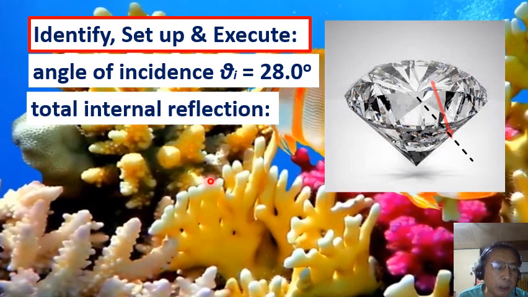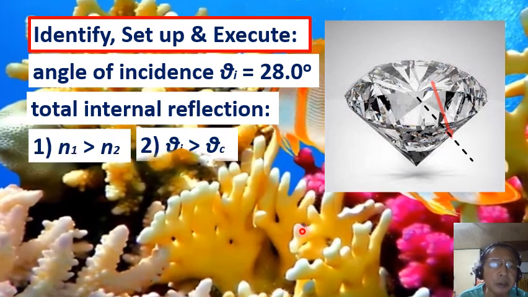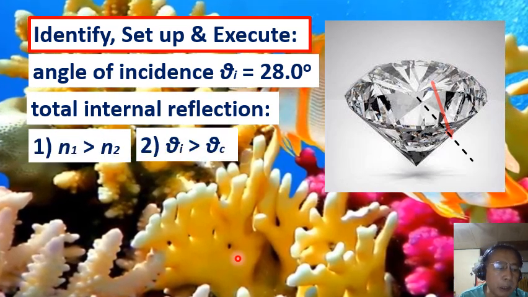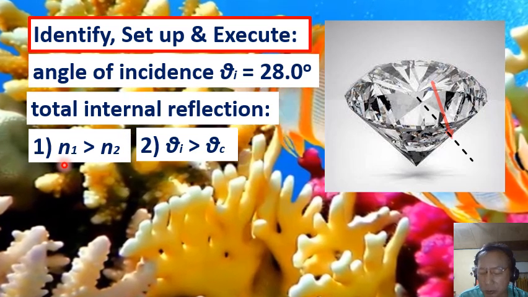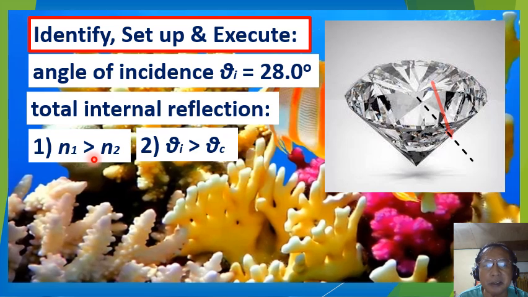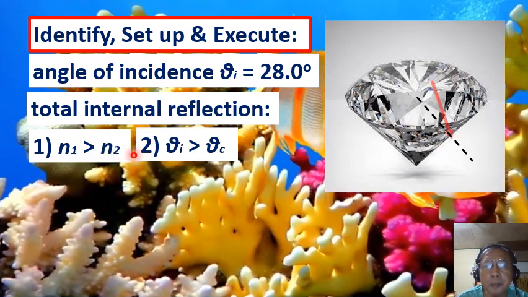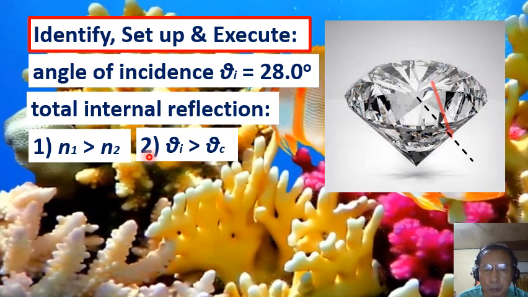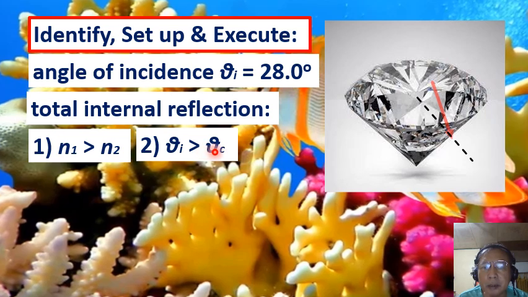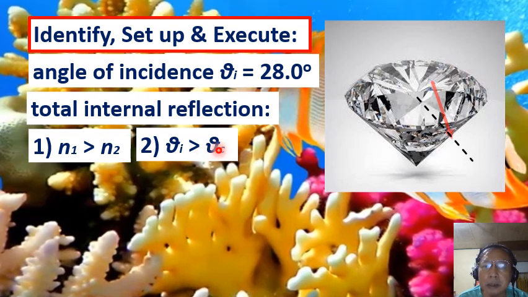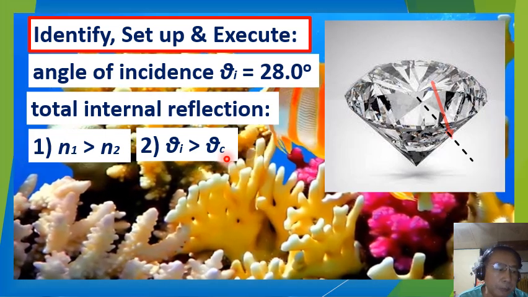For there to be total internal reflection, two conditions have to be satisfied. Number one, the refractive index of the first medium must be greater than the refractive index of the second medium. And the second requirement is that the angle of incidence must be greater than what we call the critical angle of the first medium relative to the second medium.